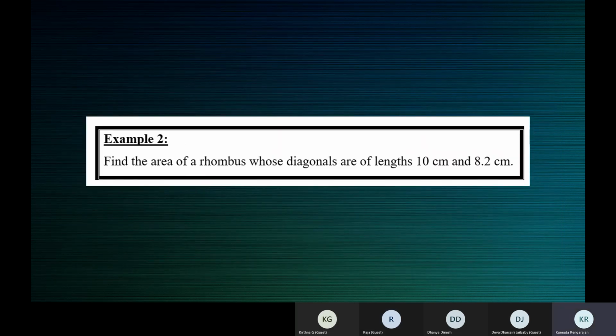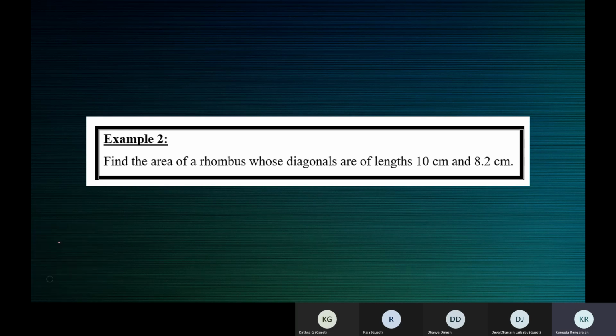So what is the formula to find the area of a quadrilateral? One by 2 D H1 plus H2, ma'am. Half D into H1 plus H2 square units. Very good. Next one, find the area of a rhombus whose diagonals are of lengths 10 centimeters and 8.2 centimeters. Make a note of this.